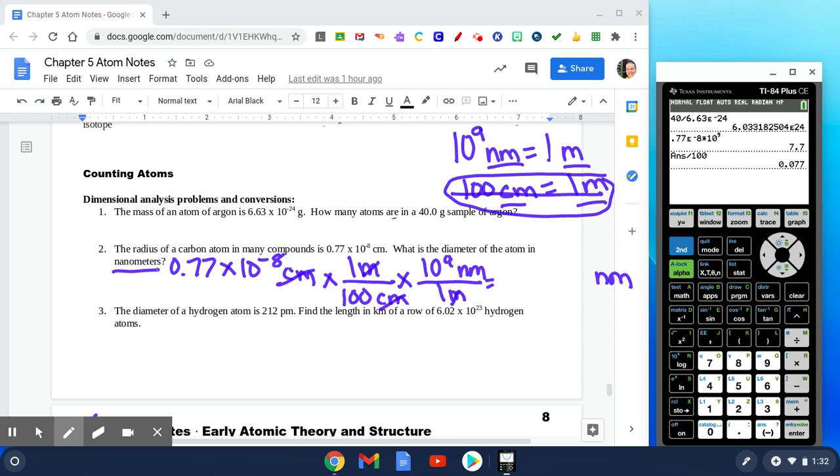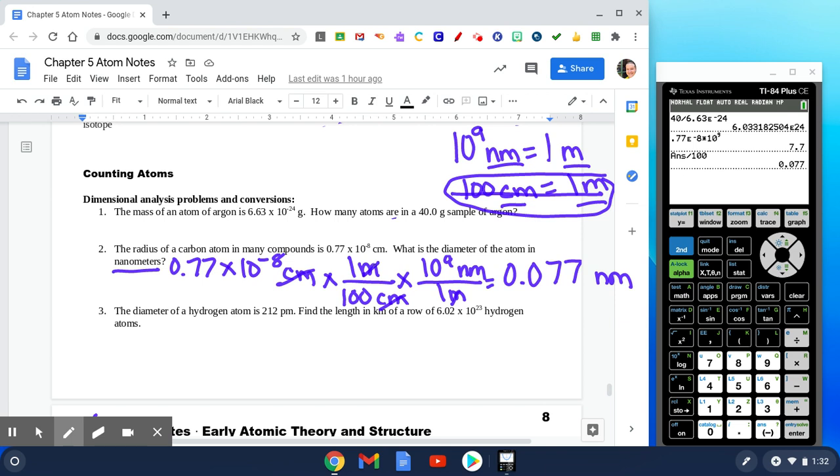All right, so that's my final answer. So my final answer should be 0.077 nanometers. Okay, now I know some of you say, well, Ms. Watson, you could have just used the ladder to go from centimeters to nanometers. That is true. However, part of the reason that I'm teaching you this is I'm teaching you the process to be able to set up your problem and solve it like this, because we're going to use it for things that you really can't use the ladder for.